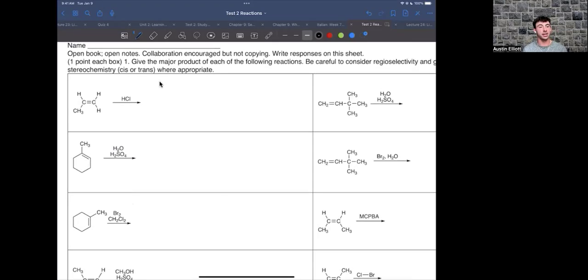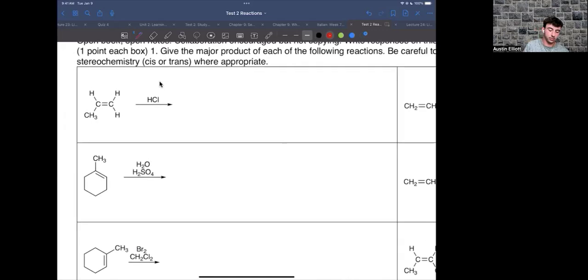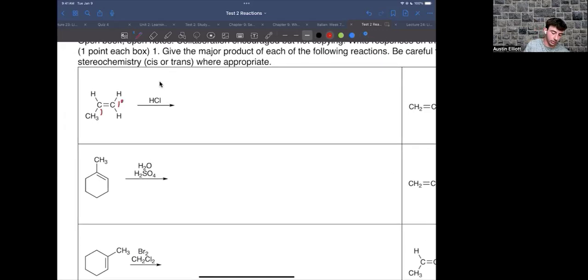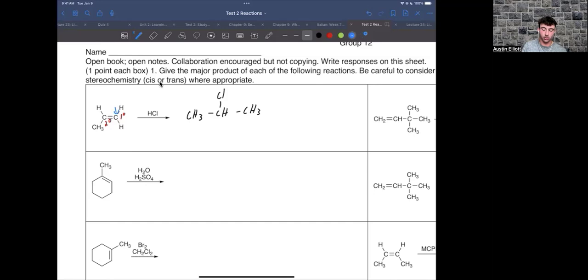So with this first one, I'm not going to draw the mechanism or anything, but just note that here we have a 1' carbon, here we have a 2'. So that Cl group right here is going to want to add to our more substituted carbon. So in this case, our answer is going to be CH3, CH, CH3, the Cl right there. And that other hydrogen from the HCl added to this carbon because it's the least substituted carbon. Pretty simple. Make sure you include your lone pairs.